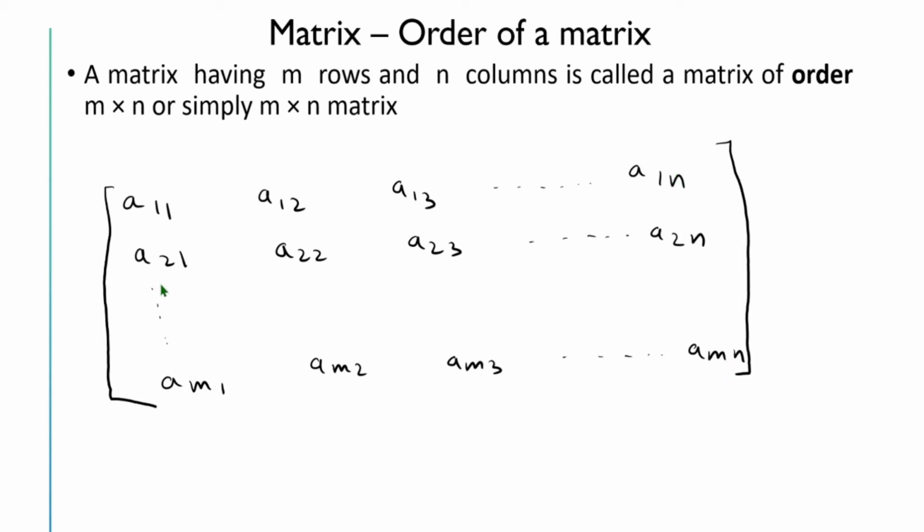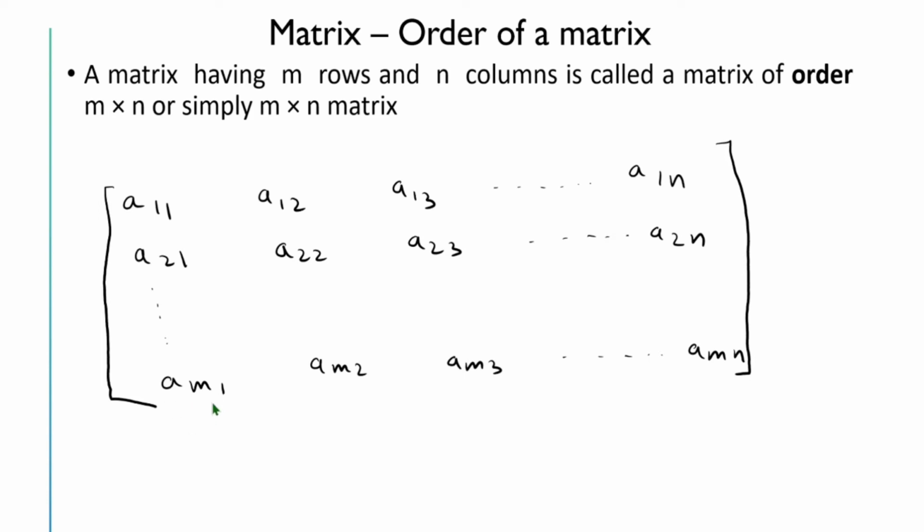Similarly, A21 is the element in the second row, first column. A22 is the element in the second row, second column. A23 is the element in the second row, third column. A2n is the element in the second row, nth column. And so on, it goes on.